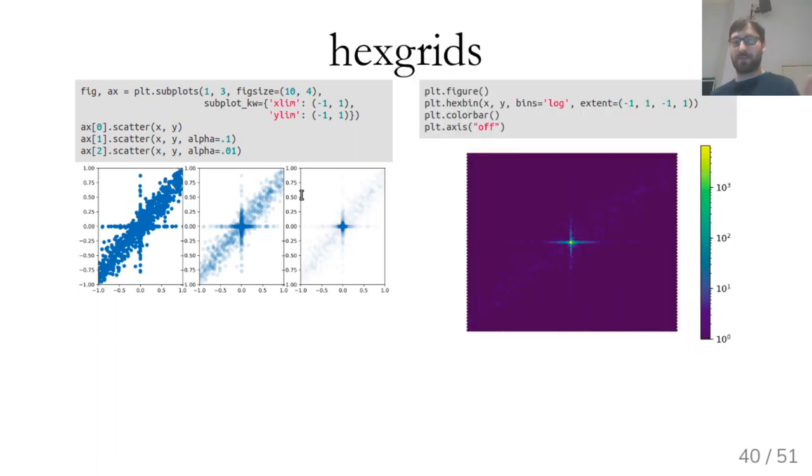So my favorite thing is hex grids. What hex grids do is basically a 2D binning. You compute a density map. It's called hex grids because you're binning not on a rectangular grid, but you have hexagons in a honeycomb structure. You could also do this on a regular 2D grid, but the main idea is that you're just visualizing density directly.